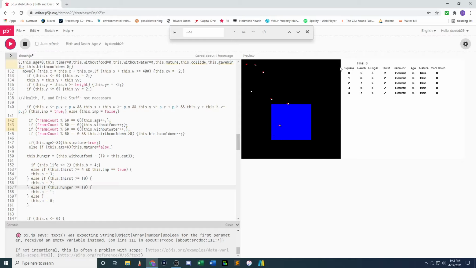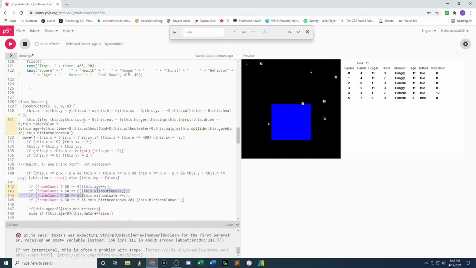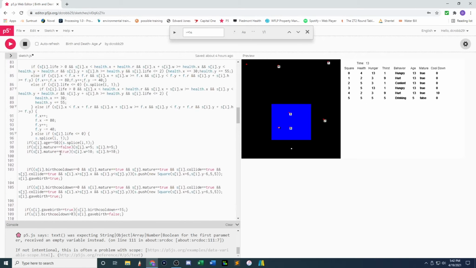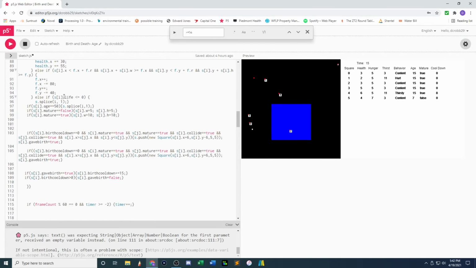The first babies will happen up here. Boop. There we go. I do remember that one because I watched that a few times. What else did I add? Splicing life. Oh, if mature equals false, they're half the size. Actually, technically a quarter of the size because they're 5 wide, 5 high instead of 10 wide, 10 high, so they're a quarter of the size.